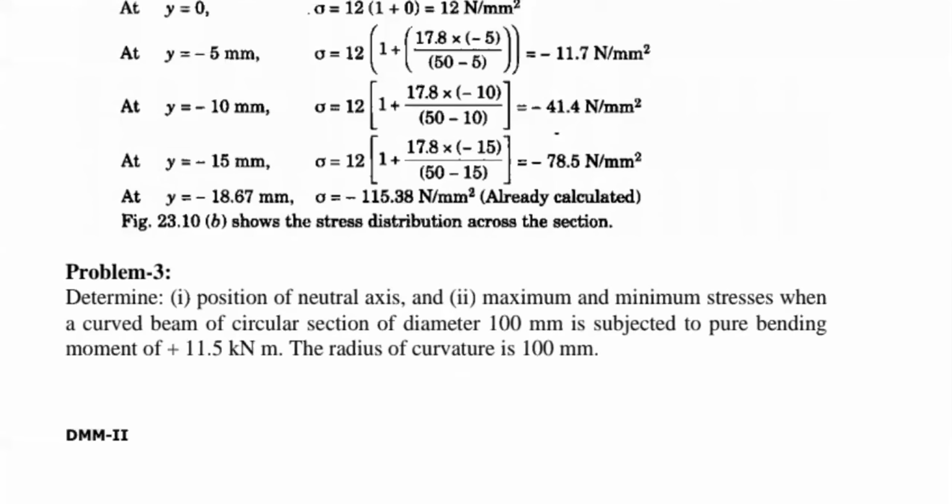Right. As usual, what is your procedure? Same procedure that we followed for your previous problem. First, write down the given data. Take 1 minute and write down the given data. The given data is already mentioned in this problem, no need to worry. Directly write down the given data: diameter 100 mm and bending moment is 11.5 kilonewton meter.